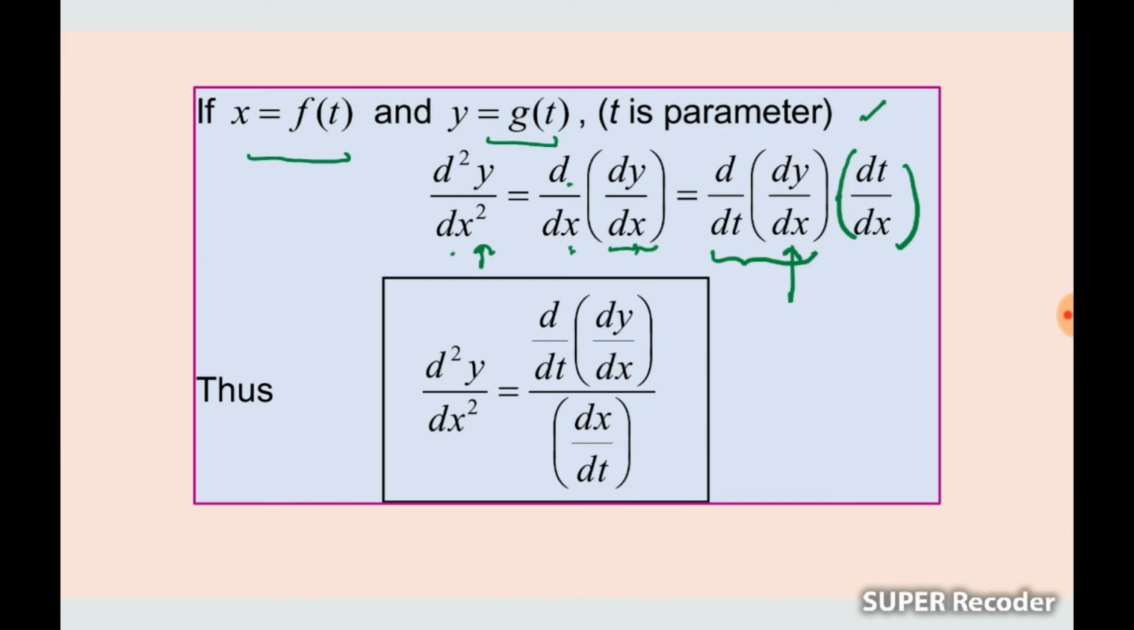Or we can write in this form. d squared y over dx squared is given as you have to differentiate the first derivative, dy/dx, with respect to t. Then you need to divide by dx/dt. So you have to do two things here. First, differentiate the first derivative with respect to t. Secondly, divide by dx/dt. We will do the example here.